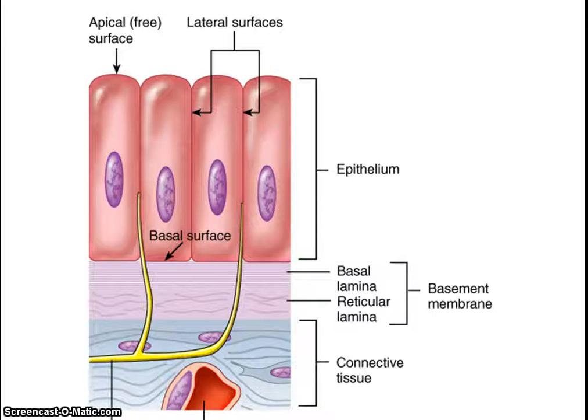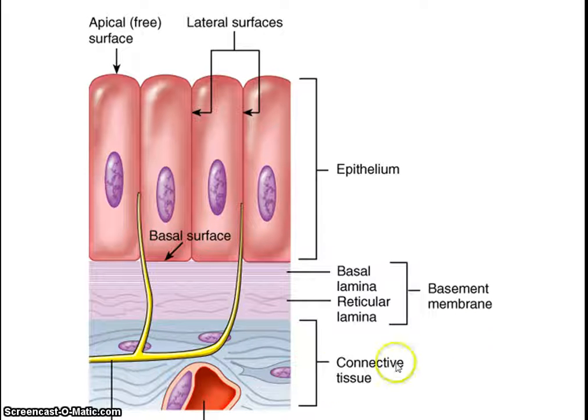So here's our image, and up top you can see that we have the apical or free surface. Here are our epithelial cells, and we'll talk about the shape of these in a minute. Here's a basement membrane, and that's basically just the membrane that's attaching them to the connective tissue below. So epithelial cells are attached on one side to connective tissue below, and the basement membrane is what makes that connection.